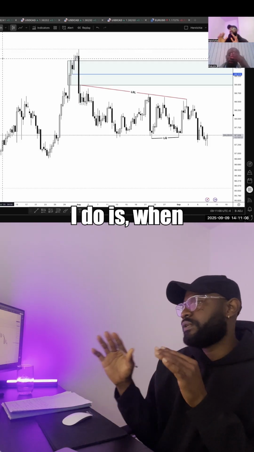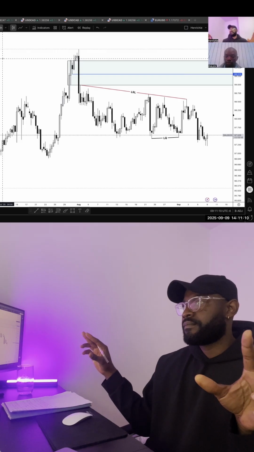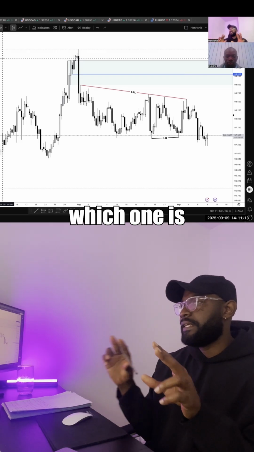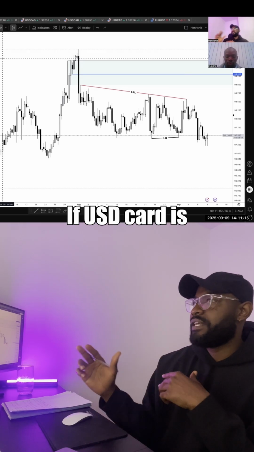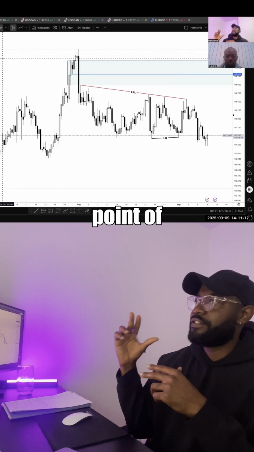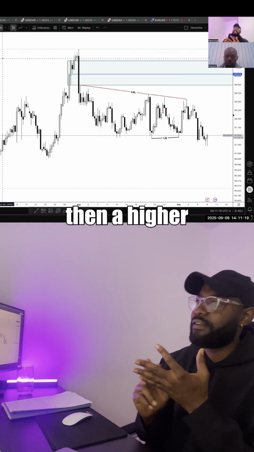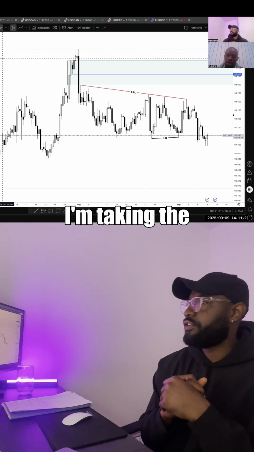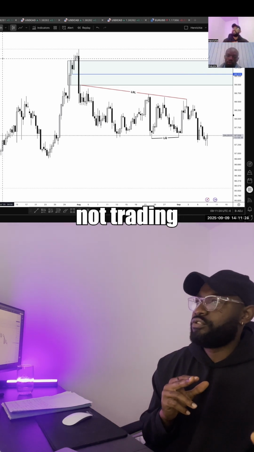So, what I do is when I do analysis with the two, I'll now decipher which one is of a higher probability. If USD CAD is the higher probability because of the point of interest being from a higher time frame and then a higher time frame break of structure, now I'm taking the trade on USD CAD and I'm not trading Euro.